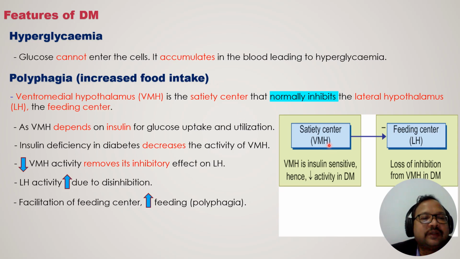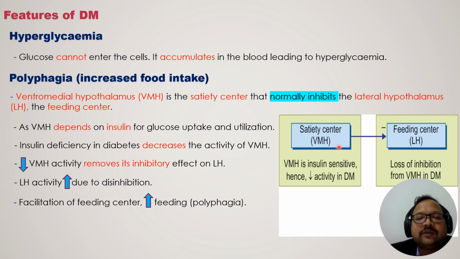So you know that in the hypothalamus, the ventromedial hypothalamus, the VMH center, is there. That is also called the satiety center. It normally inhibits the lateral hypothalamus, also called the LH. This is the feeding center.